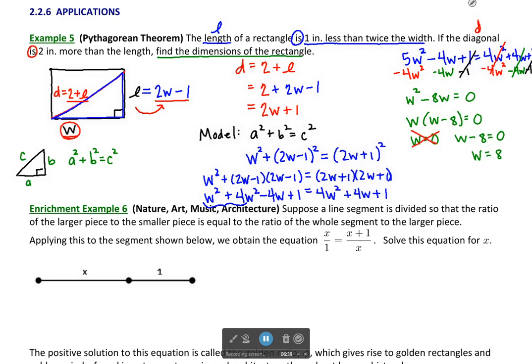So we can now answer the question. The width of the rectangle is 8 inches, and the length, well, remember, the length is twice the width minus 1. If the width is 8, we have 2 times 16, which is 32, minus 1, and that gives me 31.